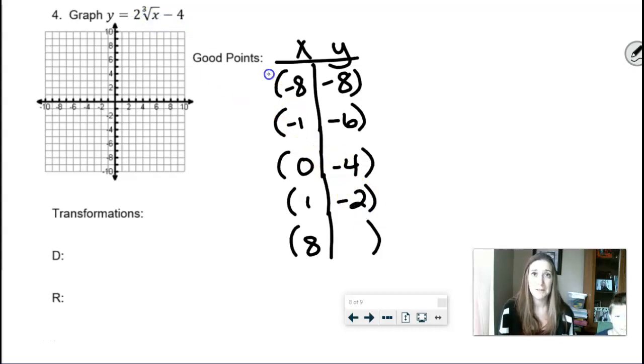Now, if all this mental math is frying the brain, just grab the calculator, program it into y equals, and use your table. All right, 8.